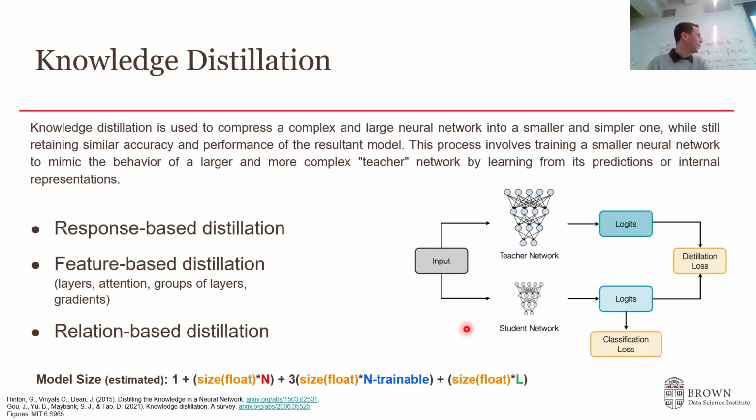All right, so if you go back to our formula, then what we're actually affecting here, comparing from the teacher model to the student model, we reduce the parameters, we reduce the trainable parameters, and reduce the length of the model because everything is smaller.